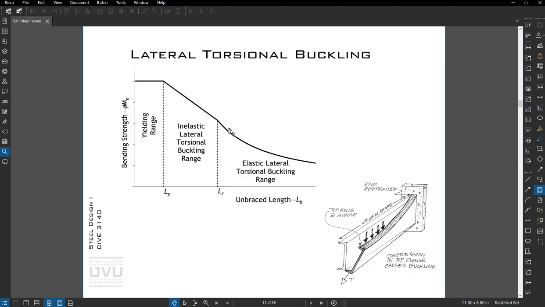So we have three ranges of behavior. One is yielding, where things are sufficiently braced that the whole cross section can activate. The second is where we have elastic torsional buckling. So if it's super slender, that thing will roll over, and when you take the load off, it'll actually go back to its original shape. And then we have an inelastic torsional buckling range, where if you did buckle laterally, some of it would be permanent deformation due to the yielding of the material.